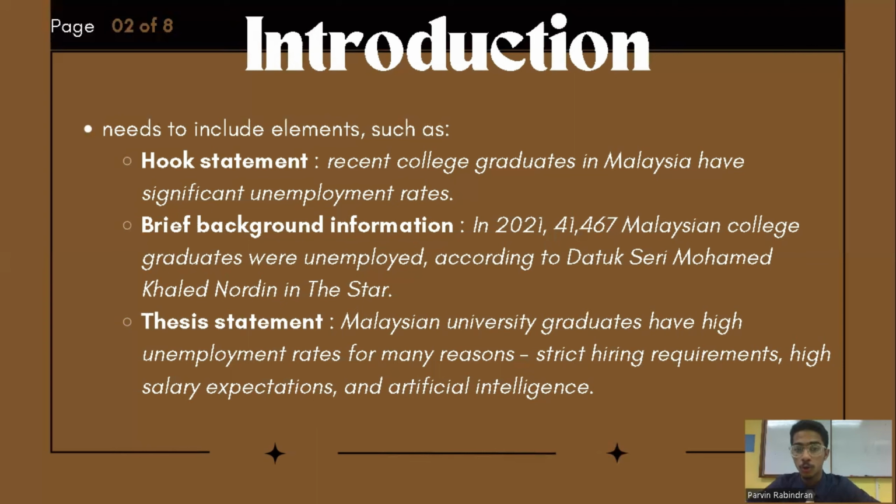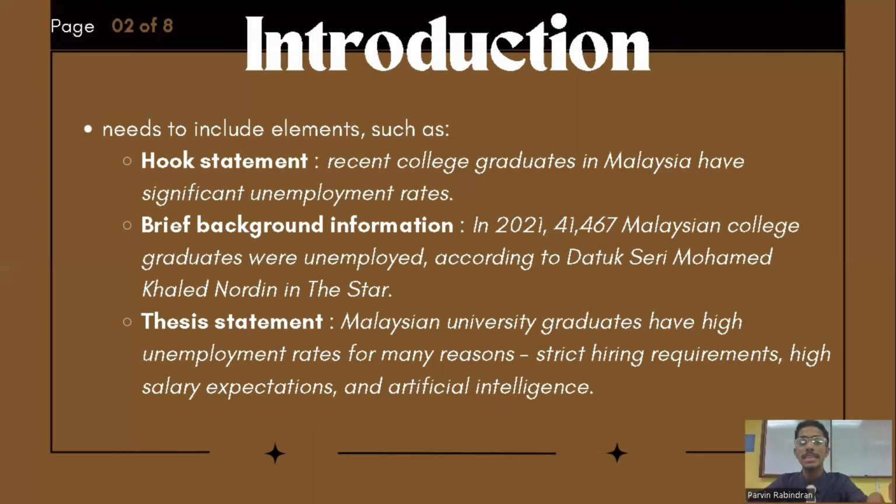To write a good hook sentence, we should avoid overly broad sentences or long and dense sentences. Hence, in my report, I have started it straightforwardly by stating the issue, which sounds like the reason college graduates in Malaysia have significant unemployment rates. So as you can see, this sentence states the issue directly.